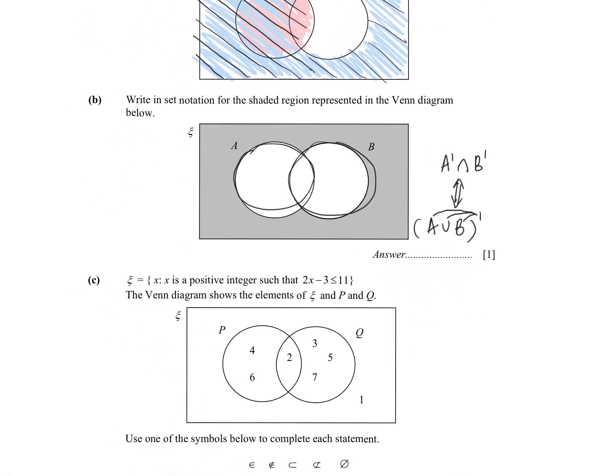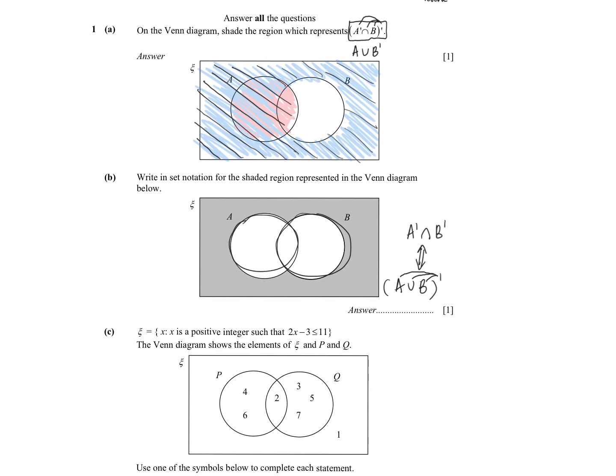Next one. I want all the x that fulfills this inequality. So if you go and solve this inequality, you will get 2x less than or equals to 14. X must be less than or equals to 7. So positive integer bigger than 0: 1, 2, 3, 4, 5, 6, 7 is in the universal set.